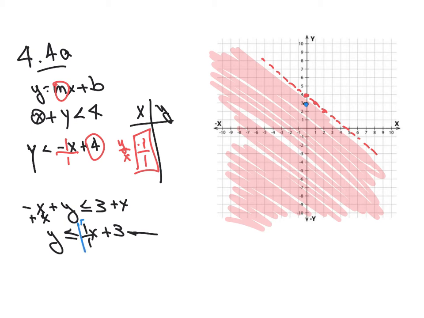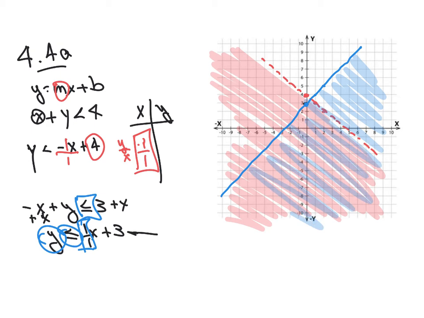And then I go up 1 over 1. And because of the less than or equal to sign, I get a solid line. And it says that my y is less than that. So I'm going to shade everything below the line. So we learned to do that.